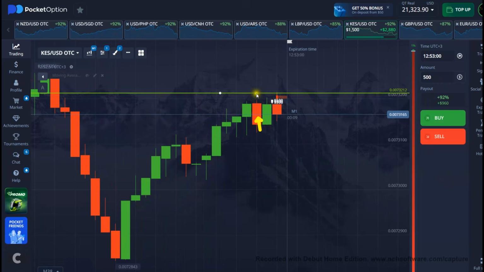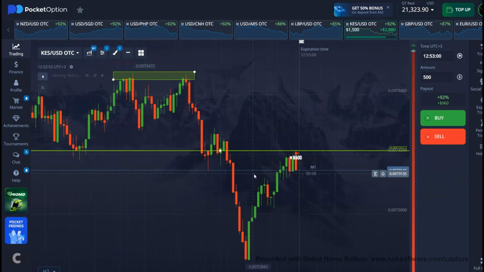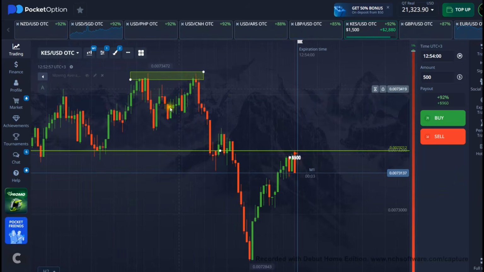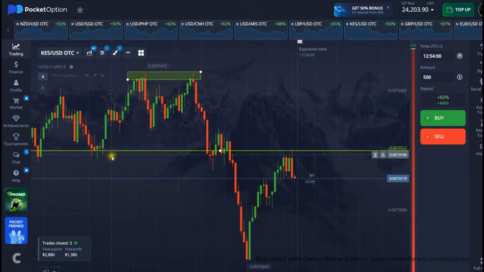I wouldn't take 3 trades, because as you can see, we have very strong buyers right here. But after this candle, we see that the buyers are becoming weaker and weaker. So I was very confident about this trade. And also, as you can see, we have this double top. Okay, all three trades were winning trades.